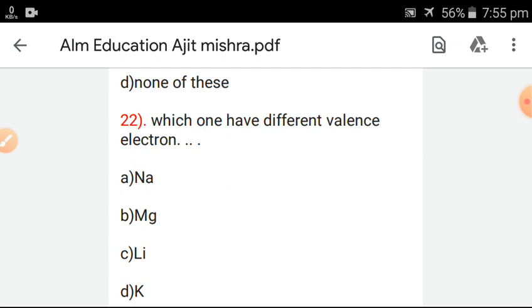Next question. Which one has a different valence? In the given options, which one has a different valence? Option A, sodium. B, magnesium. Option C, lithium. And option D, potassium. Choose the correct answer. Sodium, lithium and potassium all have valency 1. So the correct option will be option B, magnesium, because magnesium has valency 2.